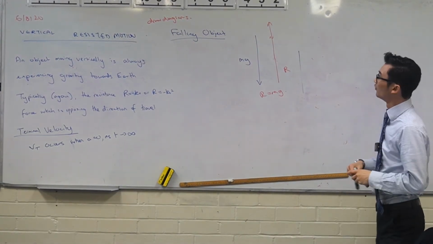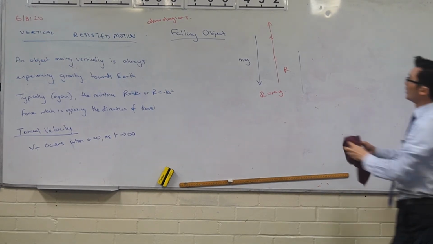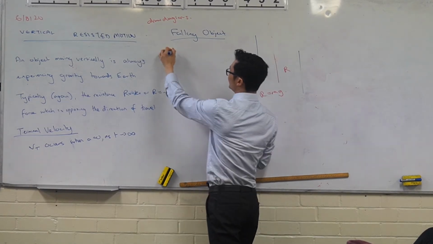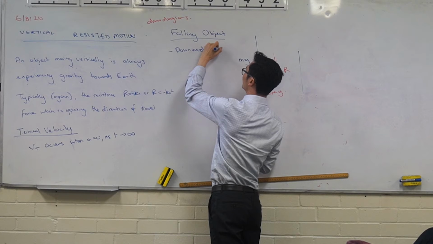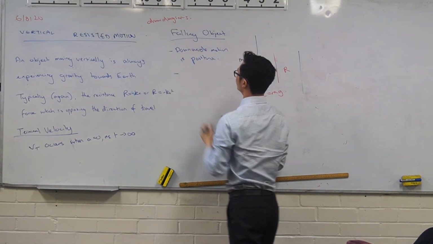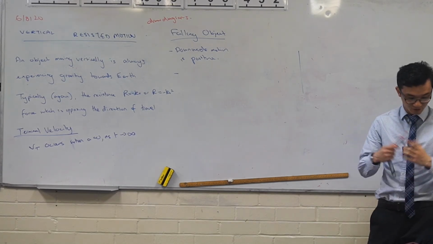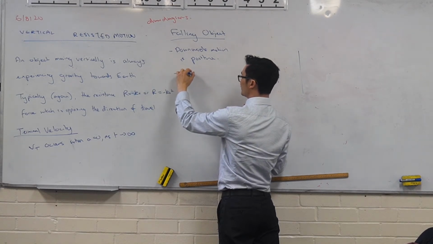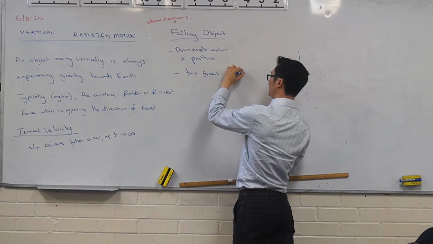Let's think about the falling object from a mathematical perspective though. We know that if I have a falling object, in terms of a mathematical perspective, our downwards motion is positive. And we're going to have two forces as well. We've still got the gravity and air resistance, or whatever resistance. So we've got two forces, gravity and resistance.